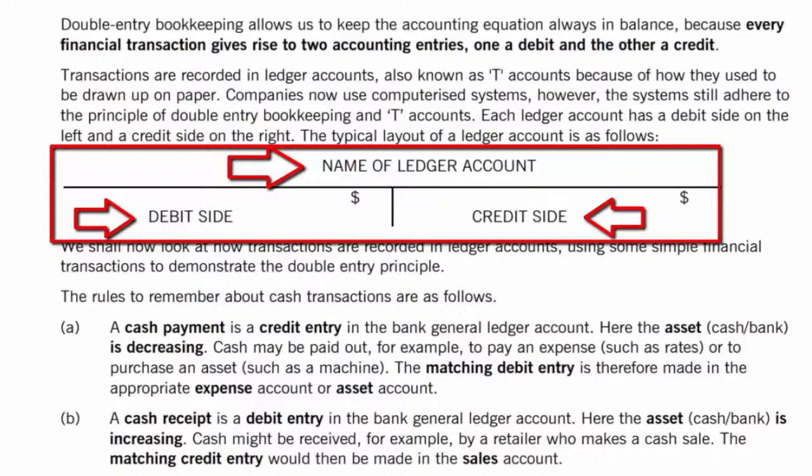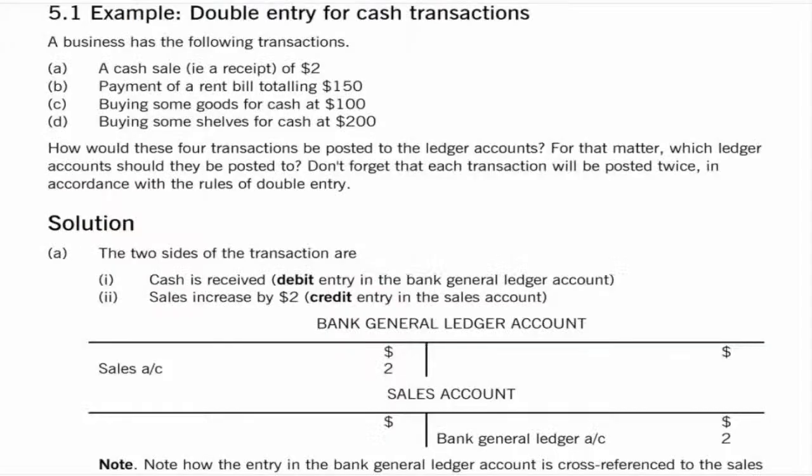How is a cash transaction recorded in a ledger account? Now let's dive into how cash transactions are recorded using the T account format. Remember, the double entry bookkeeping system ensures that every transaction has two sides, a debit and a credit, and they must balance. This example shows how various transactions are recorded in the ledger accounts using the double entry bookkeeping method.